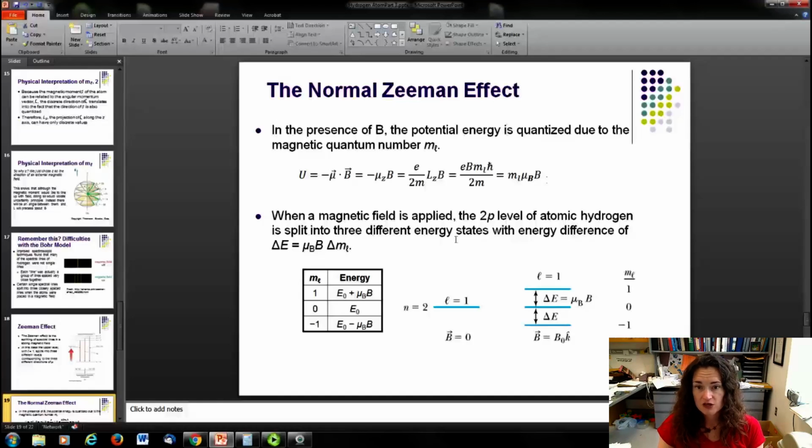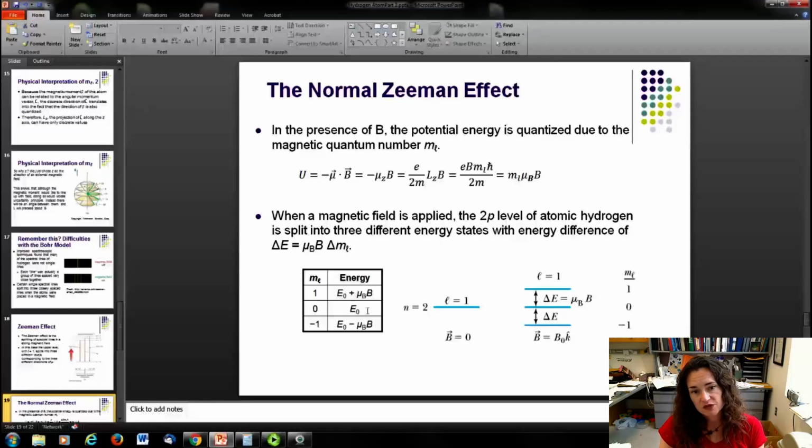All right? So when the magnetic field is applied, for example, in the 2p level of an atomic hydrogen, it's going to be split into 3 different energy states. If ML is equal to 0, no harm, no foul, you've got no shift, because U is 0. And that's just going to give you whatever the energy level was before.